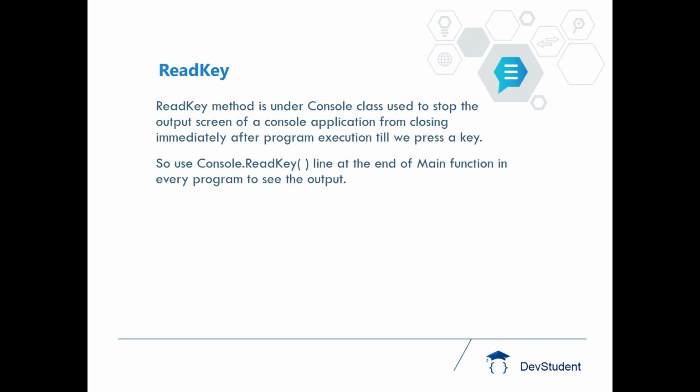And the final fifth method is ReadKey. In a console application, the feature is it's going to print the message on the output screen and immediately it gets closed. So whatever you do, at the last line, you have to write Console.ReadKey, so that the output, the blank screen, will be waiting for you till you press a key. After you press a key, the Console.ReadKey method will be executed and the output screen will be closed.